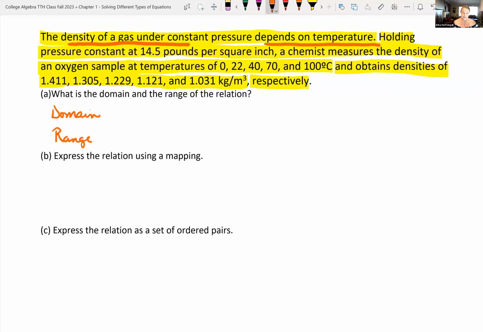So the density of gas, it's depending on the temperature. So the domain in this case is equal to the temperature. And in our case, they're using 0, 22, 40, 70, and 100 degrees Celsius.